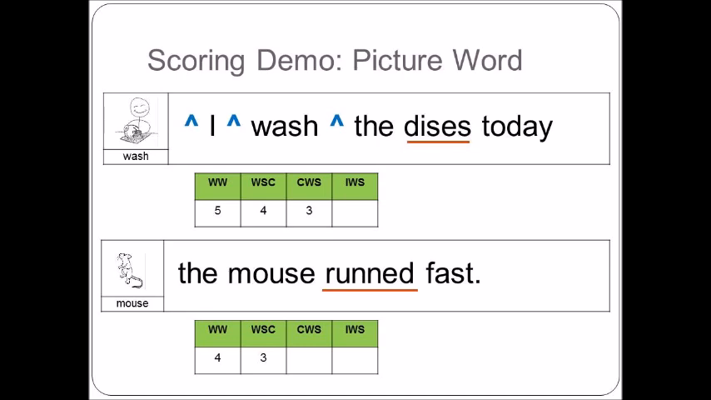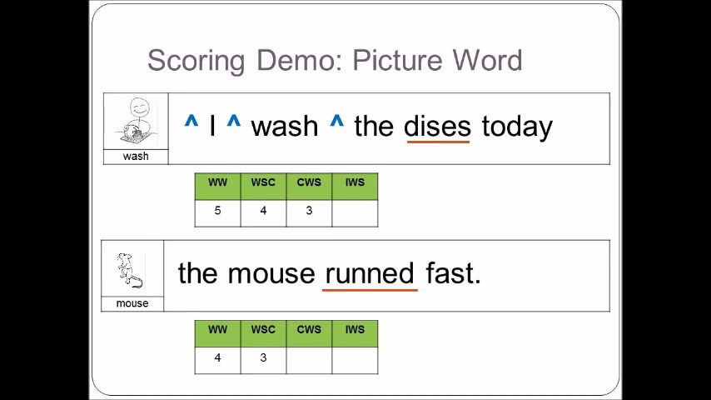We see that the word dishes was misspelled, so we do not put a blue caret on either side of that underlined word. The word today is spelled correctly, but the student did not end the sentence with a punctuation mark like they should have. So from the word today to the end of the sentence, there will be an incorrect word sequence, which we will score in a bit. There is nothing more to mark on that first sentence, so we see that that sentence has 3 correct word sequences. Let's look at the second sentence.